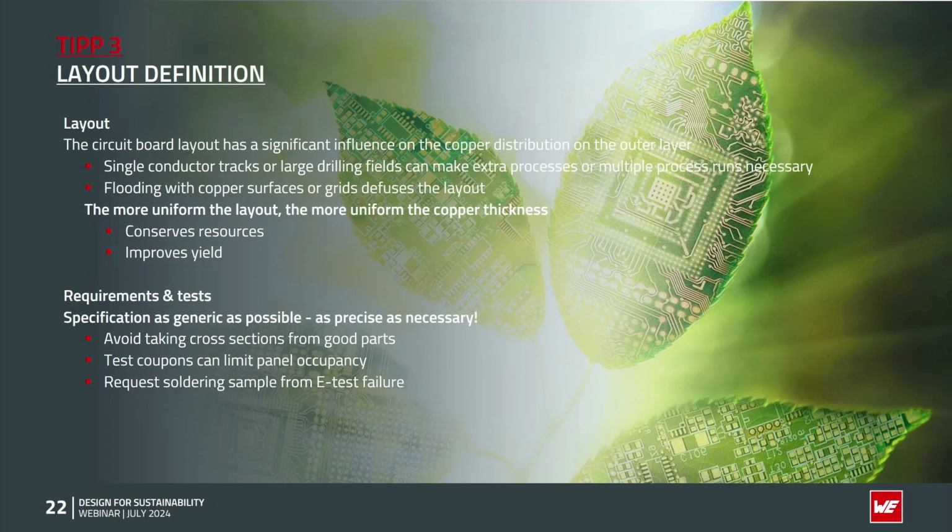Again, requirements for quality control and tests: the specification should be as generic as possible, as precise as necessary. Sometimes do a first inspection for the first lot, and maybe in the next lot it can be removed. Also avoid taking cross sections from good parts. You can make, for example, the dielectric spacing. You can also measure on electrically failed boards.